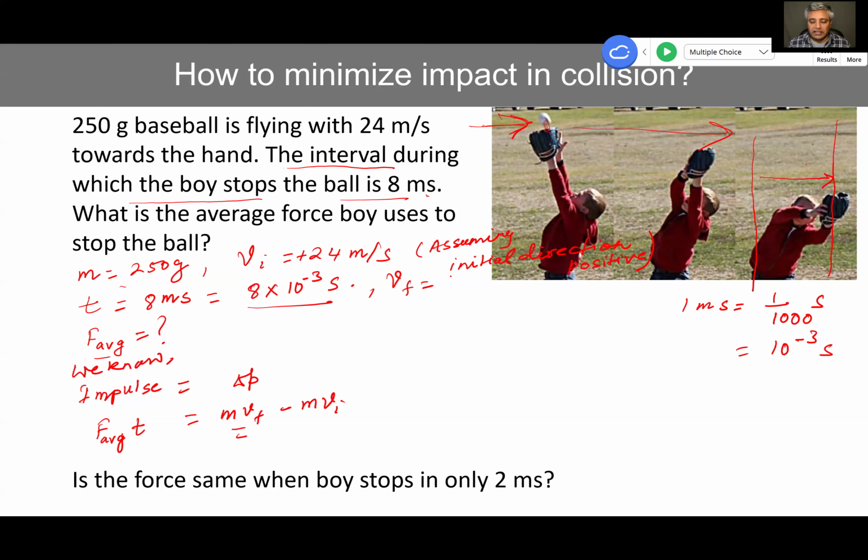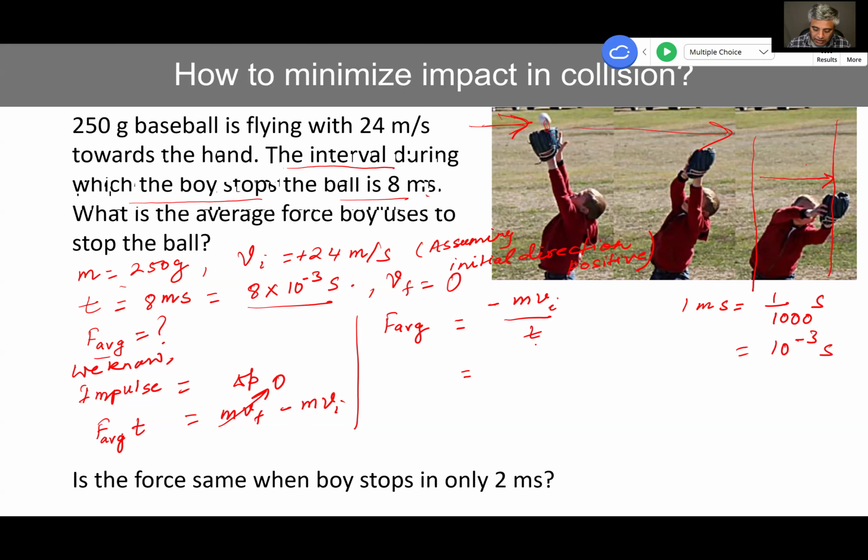If we do, can you type that on the chat? What's the final speed of the ball? So I see some zeros are coming. That is right, because the ball stops. The boy catches the ball, right? So that means F average, since this is zero, is negative MVI over time interval. Okay.